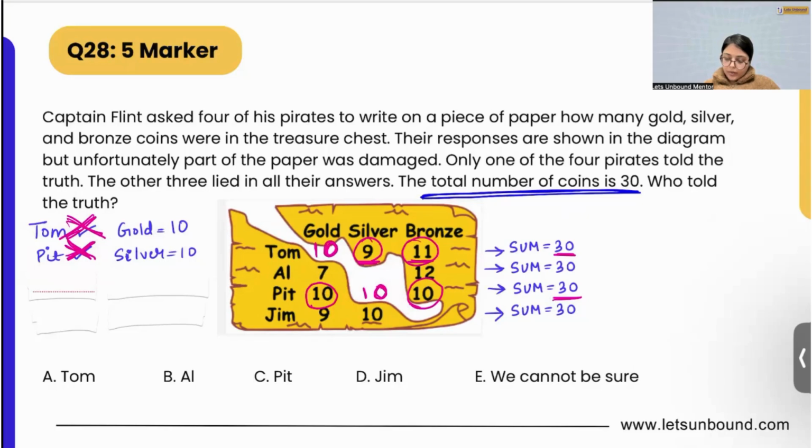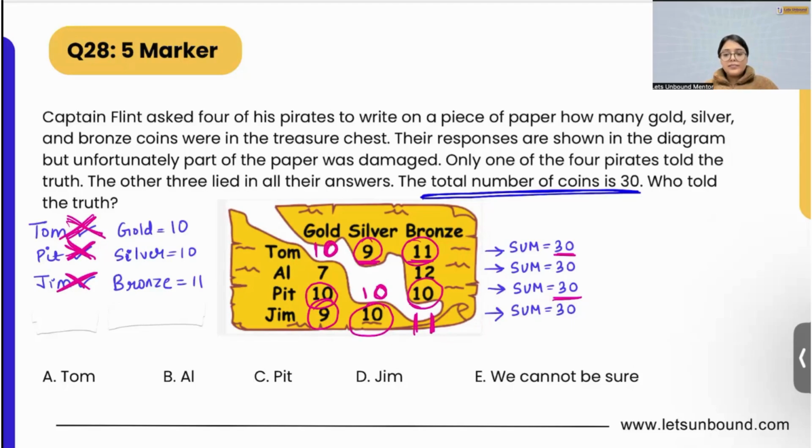Next up we have the third one, Jim. Jim is saying 9 gold, 10 silver. So bronze will be how many? It will be 11, 30 minus 9 minus 10. But Tom is also saying 11. How can two people say 11? Isn't it strange? So Jim is also not telling the truth, because Tom is already out. So Tom is lying, then Pitt also, then Jim.